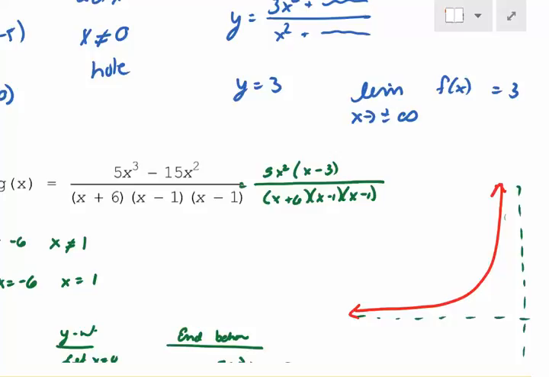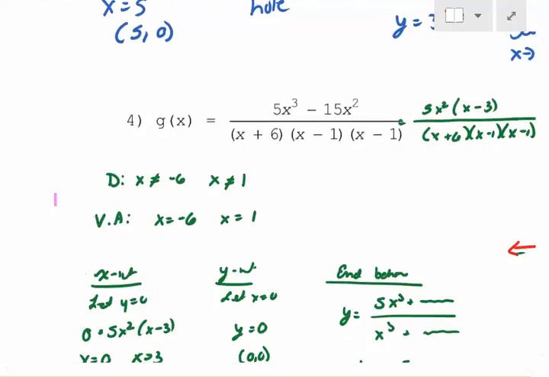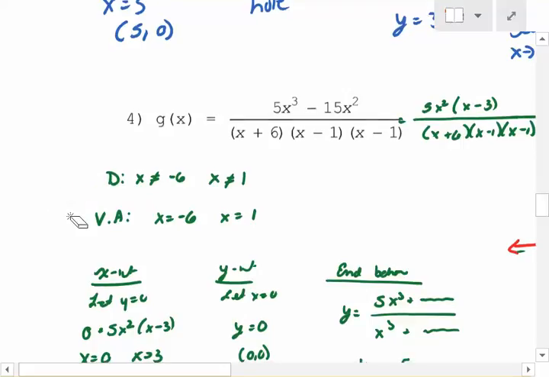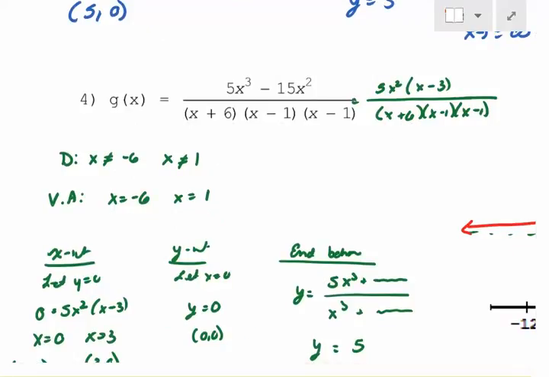Factor. That wouldn't be impossible, but it's not that great. Factor the numerator. So what does this D stand for right here? Domain. So x can't be -6 or 1. So that's after canceling, which there is nothing to cancel, so the vertical asymptotes are -6 and 1.